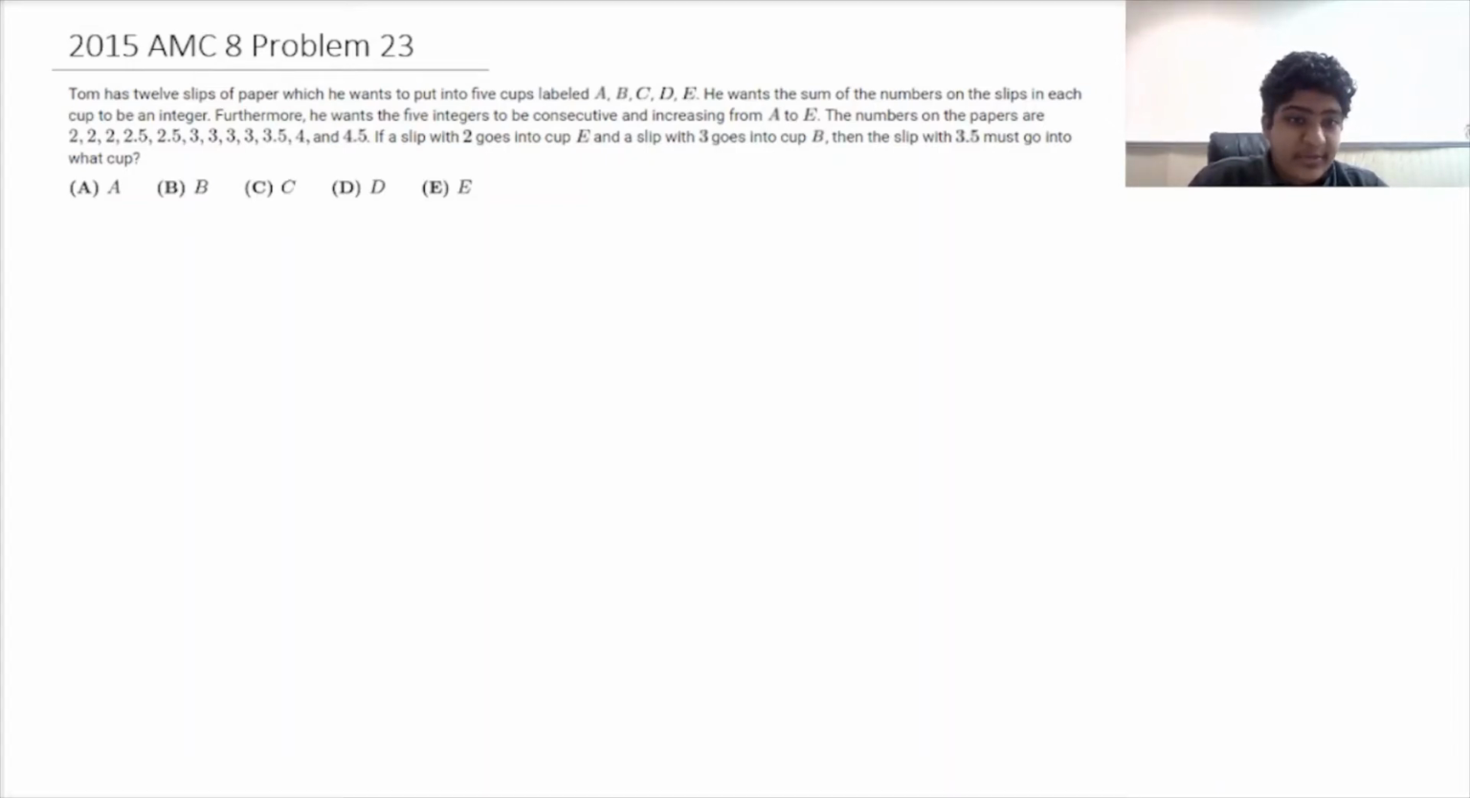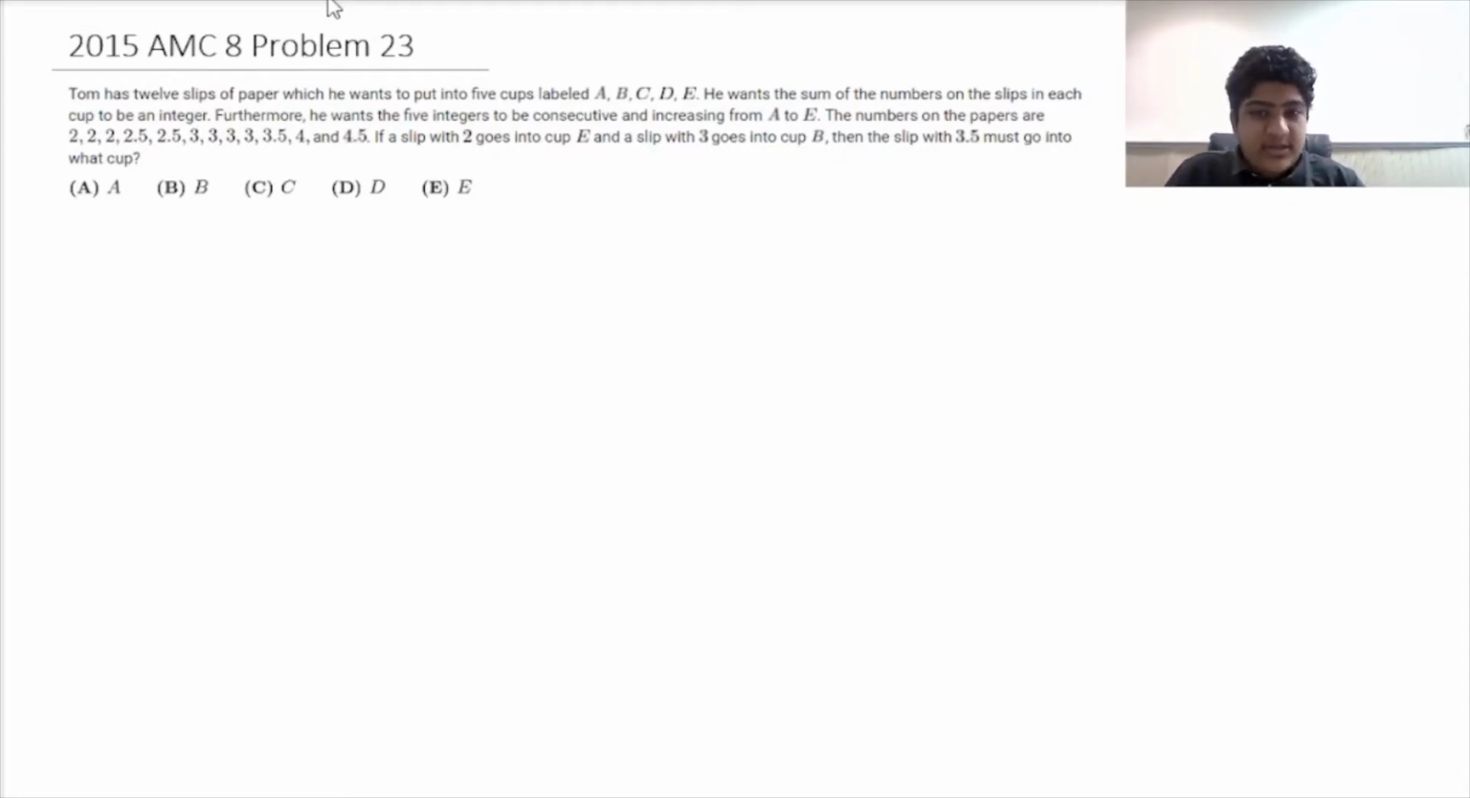Today we will be solving problem number 23 of the 2015 AMC 8. So let's begin. We know that Tom has 12 slips of paper which he wants to put in 5 cups labeled A, B, C, D, and E. He wants the sum of the numbers on the slips in each cup to be an integer. Furthermore, he wants the 5 integers to be consecutive and increasing from A to E.